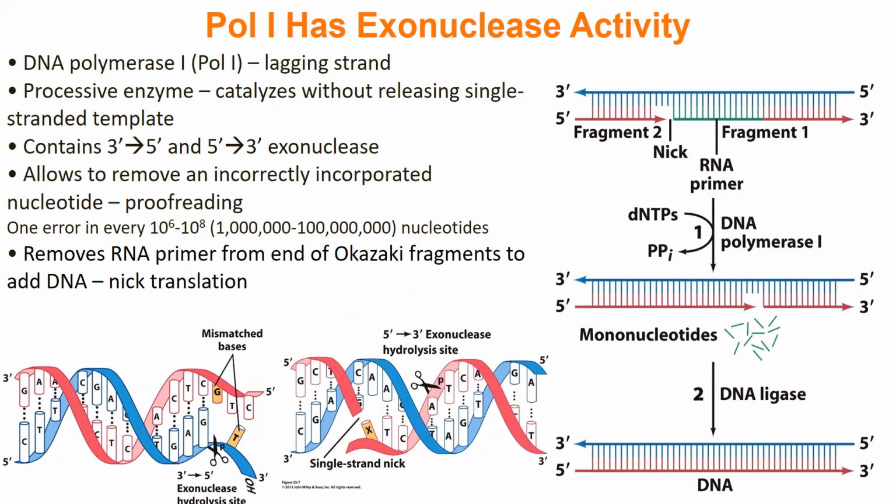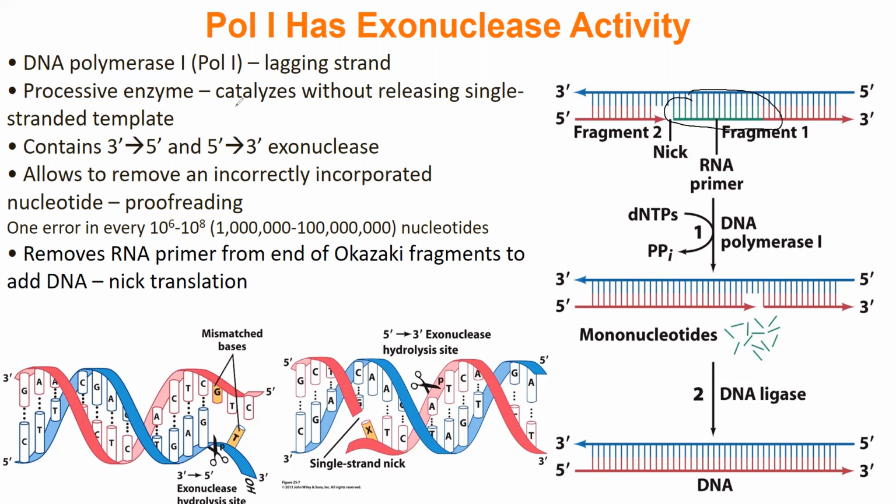But poly 1 in E. coli will synthesize only a small portion of the lagging strand. Basically, all DNA poly 1 does is remove the RNA primer of the Okazaki fragment. It will chop that up, and it will replace it with DNA. And DNA poly 1 is what we call a processive enzyme.